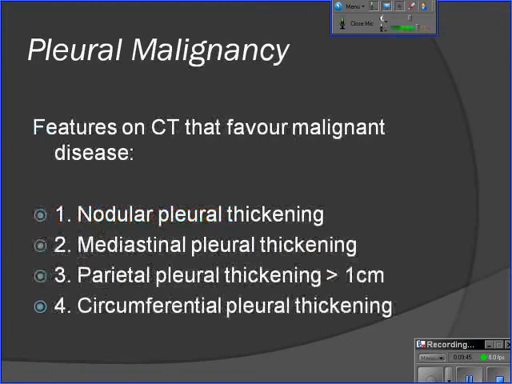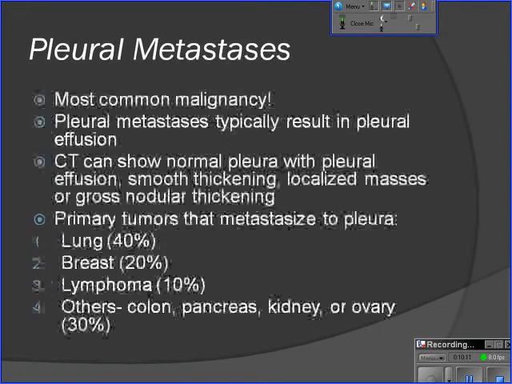So with regards to pleural malignancy, there are CT features. There are 4 features that favor malignant disease that we learn about. One is nodular pleural thickening, mediastinal pleural thickening, so that's thickening of the pleural surface along the mediastinum, thickening greater than 1 centimeter, and circumferential pleural thickening.